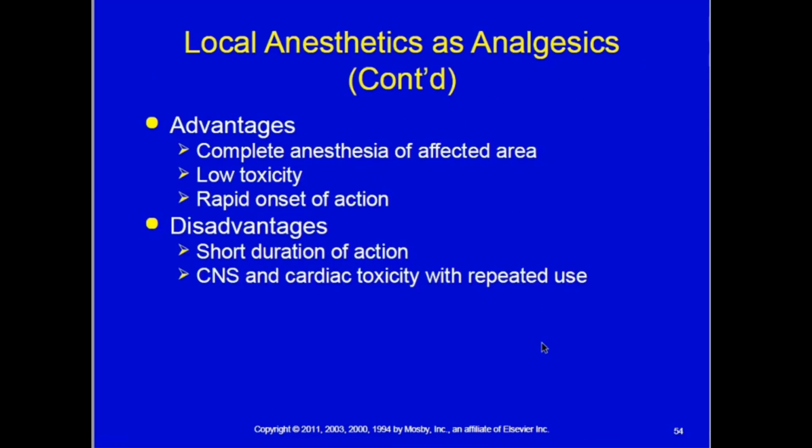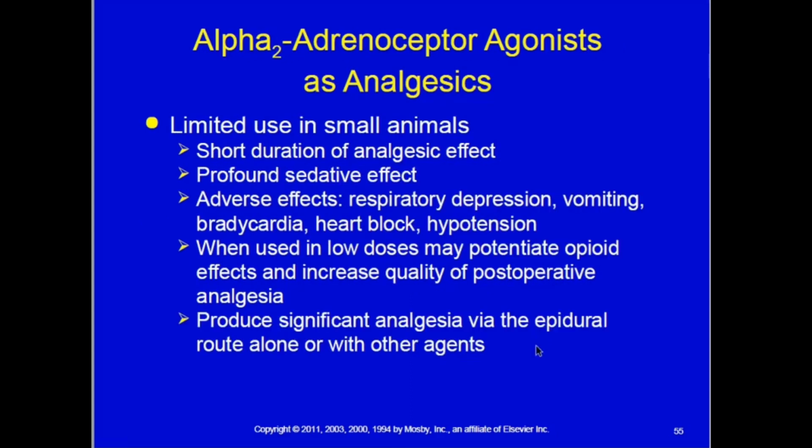Advantages of local anesthetics as analgesics are complete anesthesia of the affected area, low toxicity, and rapid onset of action, because the liver and kidney do not come into play in metabolism. Disadvantages are short duration of action, and CNS and cardiac toxicity with repeated use. Sometimes, if the dose is very high, there may be local anesthetic systemic toxicity. Basically, it affects the CNS and the cardiac system.